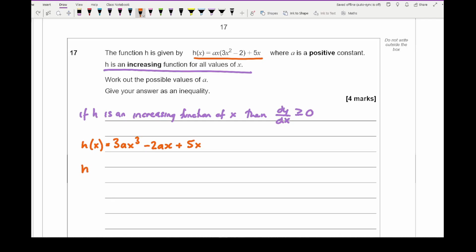So then what we want to do is work out dh over dx by differentiating this expression. Moving the power to the front, we get 9ax squared. This then just turns into 2a, and that's what we end up with. And we've got plus 5. Now from this, we know that 9ax squared minus 2a plus 5 has got to be greater or equal to 0.